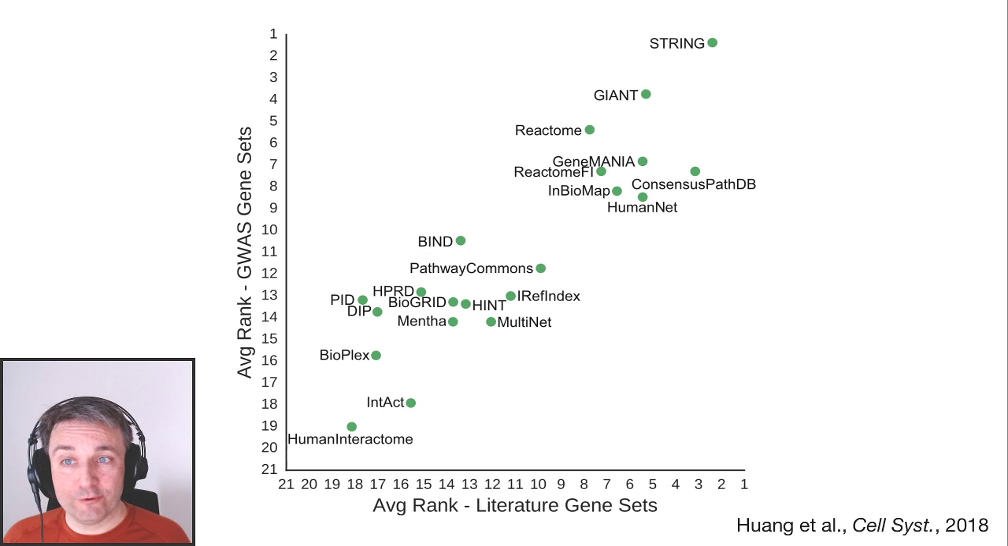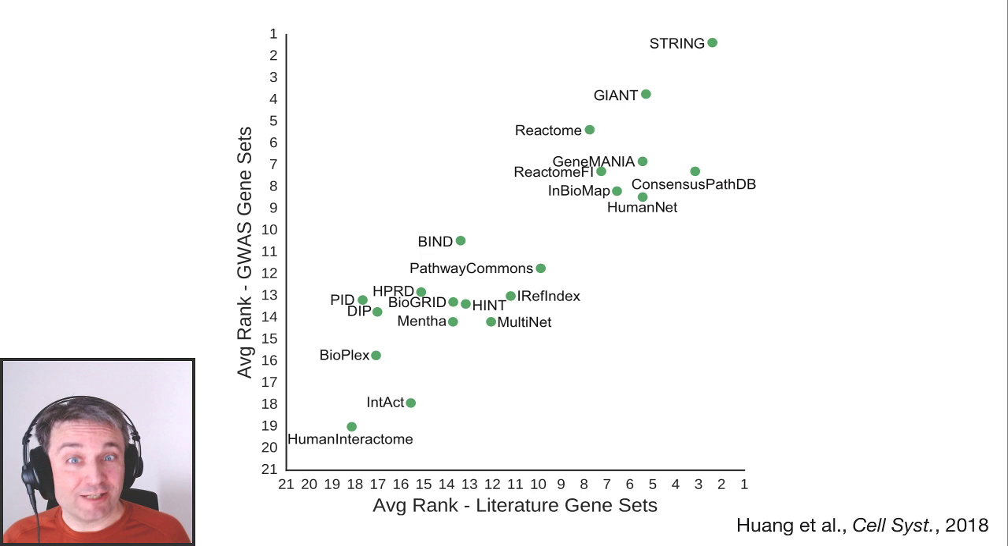And they were working on building a protein interaction resource, putting together lots of different existing resources, including STRING. And as part of that, they benchmarked how good these different networks were for identifying disease genes, both looking at genome-wide association studies and looking at literature-based gene sets. And according to both benchmarks, STRING came out as being the best performing network of the many, many networks in this graph. And part of that, of course, is STRING is great. At least I think so.